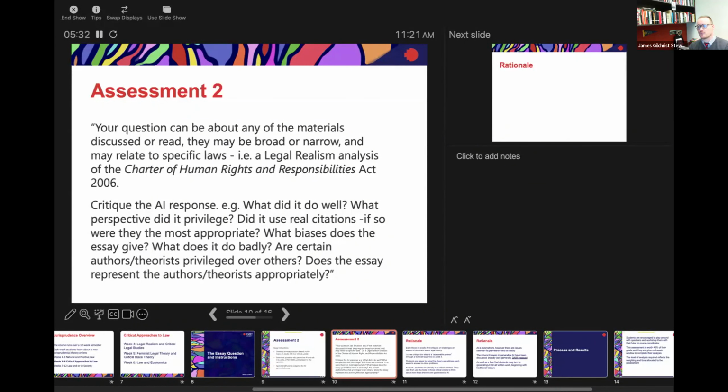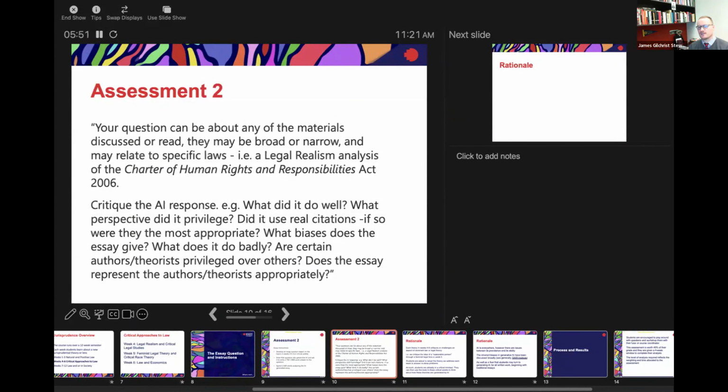Are the citations real or make-believe? And if they are real, are they the most appropriate citations for this? Or is this just a skim of understanding? So if we said critical legal studies and it chucks in a bit of Duncan Kennedy, great, but it may have missed another 50 authors, which would have bulked the essay, something we actually want to read about.